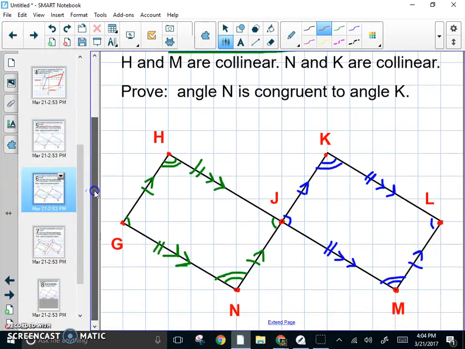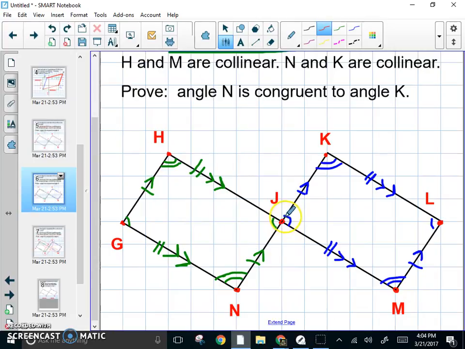So, what we know about parallelograms are opposite angles are congruent, which I've shown here. Opposite angles are congruent. Opposite sides are congruent. That's what these flat lines are. The arrows mean that the opposite sides are also parallel. These opposite sides are parallel and congruent to each other.